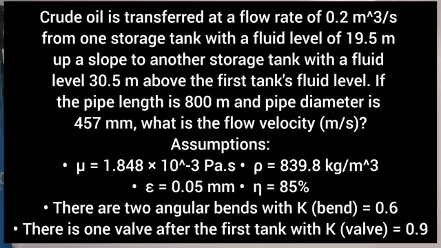Your given assumptions. Take dynamic viscosity as 1.848 by 10 to the power of minus 3 Pascal seconds. Your given density as 839.8 kilogram per meter cube. You're given pipe wall roughness epsilon to be equal to 0.05 millimeter. You're given efficiency as 85%. There are two angular bends with K bend, which is the coefficient of bend, equal to 0.6. There is one valve after the first tank with coefficient of valve equals 0.9.